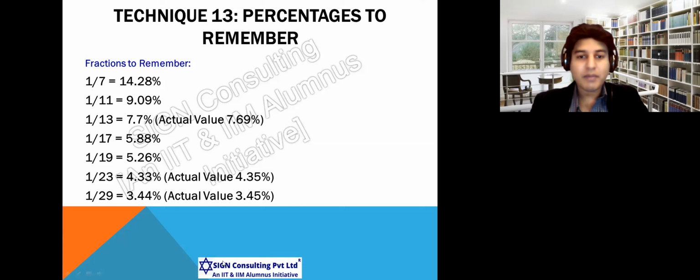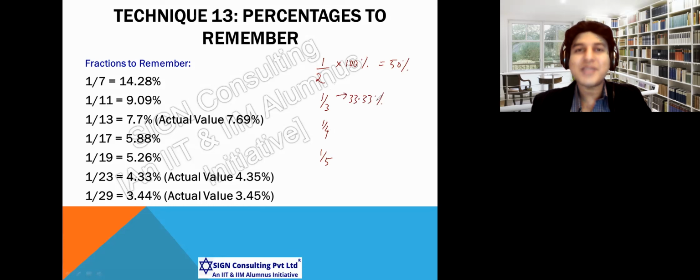When it comes to 1 by 2, if I have to express this in terms of percentage, I multiply it with 100 percentage. I need to have this percentage symbol. So it's equal to 50 percentage. We don't have any problem with 1 by 2, 1 by 3, 1 by 4, and 1 by 5, because we know that 1 by 3 is 33.33 percentage. 1 by 4 is 25 percentage, and 1 by 5 is 20 percentage.